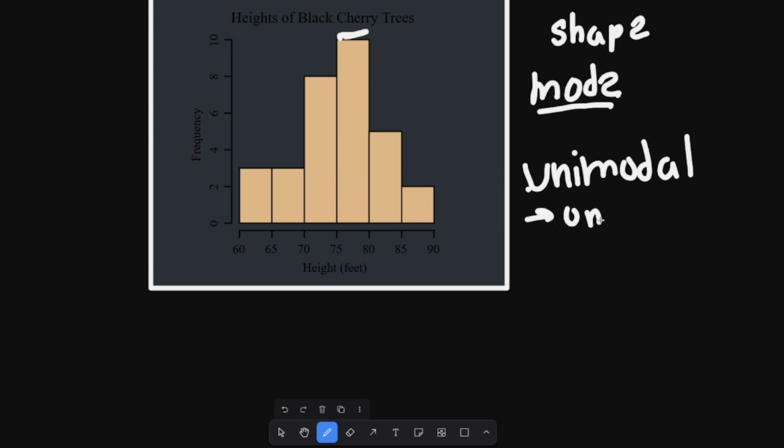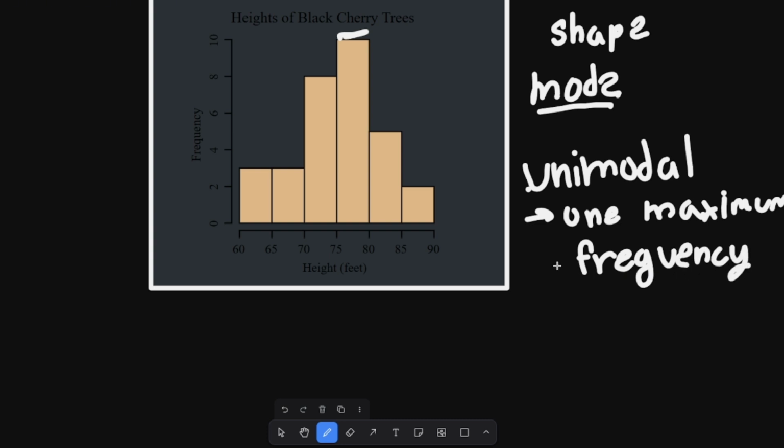And this means one maximum frequency. And this is pretty much most of what you need to know. They might ask you stuff like what frequency of trees are between 65 to 70 inches. In this case, we will look at this bar right here and see what is the frequency. It looks to be about 3, so that's our answer, 3. And that's pretty much the majority of the questions they'll ask if you ever get a histogram.